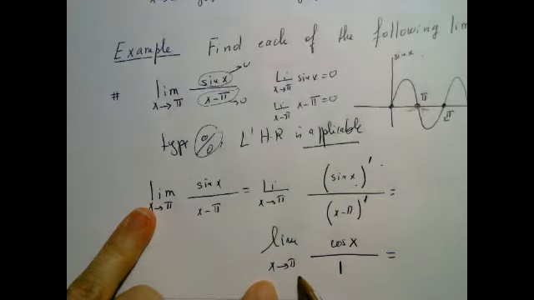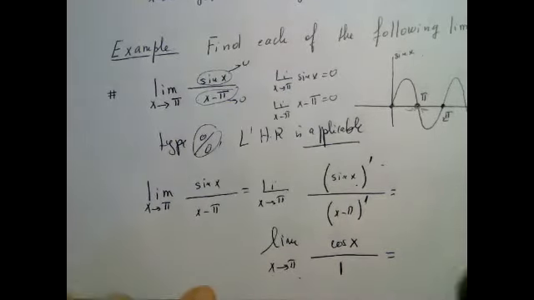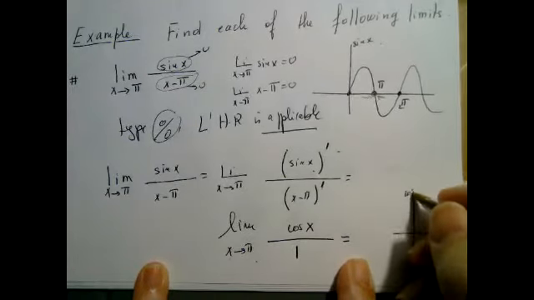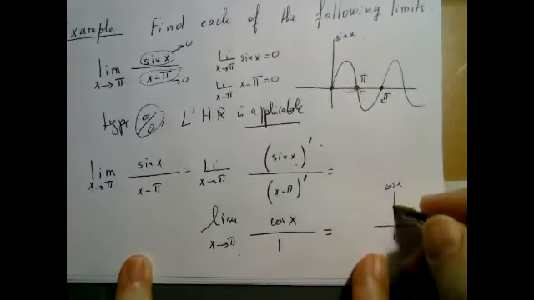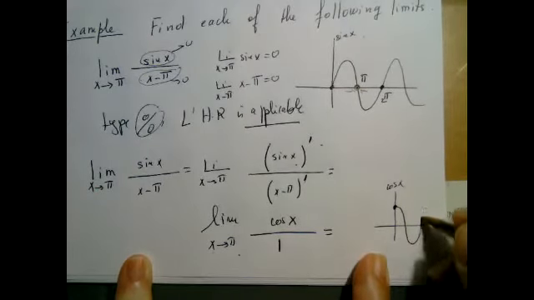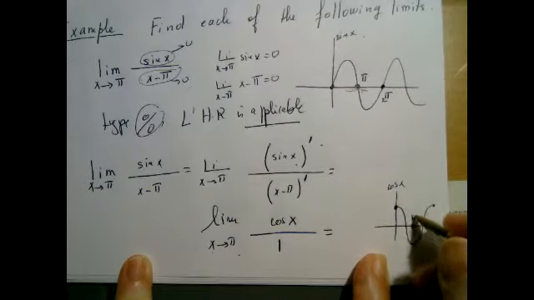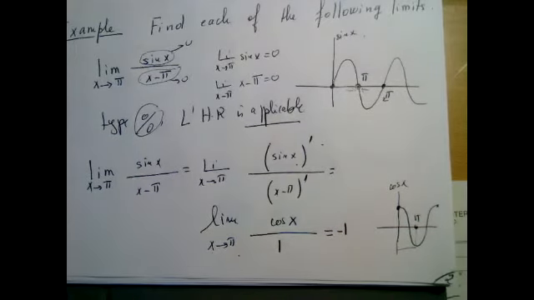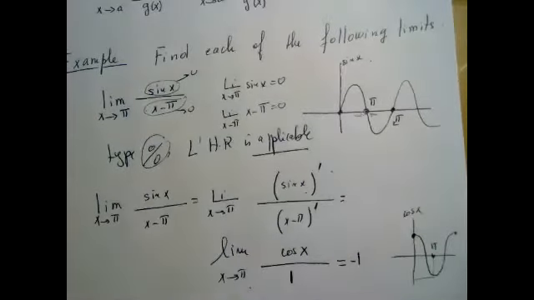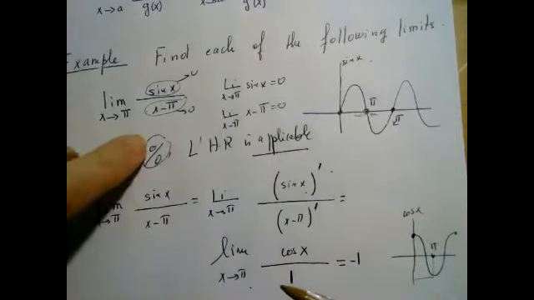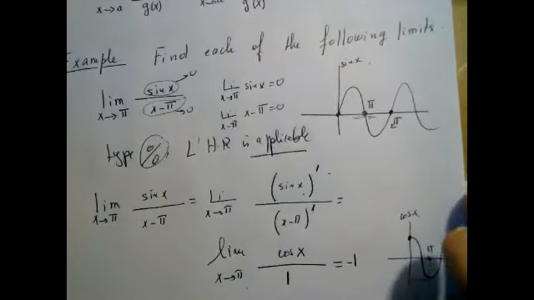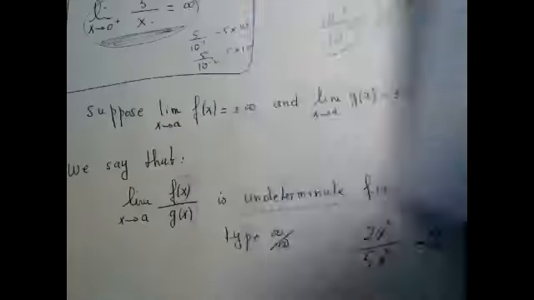When x becomes close to pi, cosine x, so let us see, what does cosine x become close to? Okay, let's remember the graph of cosine. That's my cosine. Cosine starts here, goes down, back up. And this is my pi. So the cosine becomes close to minus 1. So the limit is equal to minus 1. So L'Hopital's rule, most of the time, helps me to get rid of this scenario and gives me a real limit. Okay? Questions?